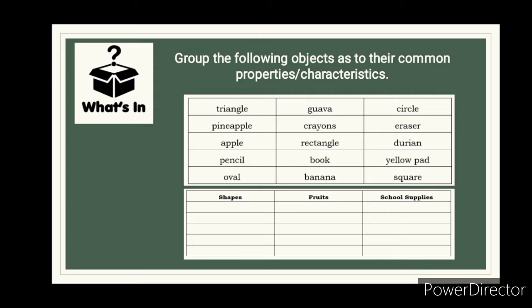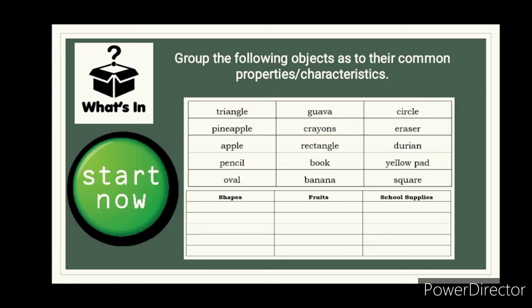Column 1, write all the shapes. In column 2, write all the fruits. And in column 3, write all the school supplies mentioned above. Are you ready? Please write your answers on your paper. Start now. Remember, you can always pause this video if you want to have more time in answering the activity.